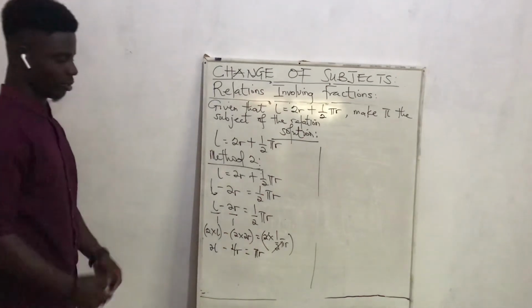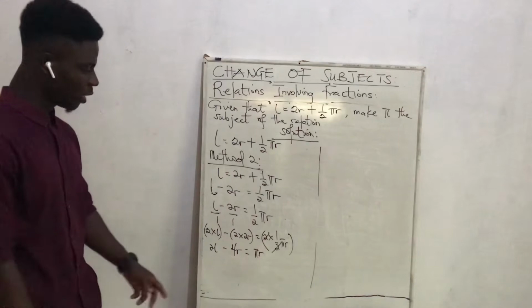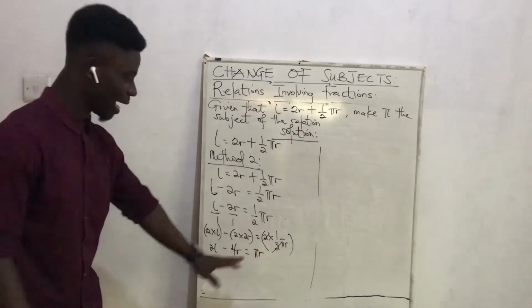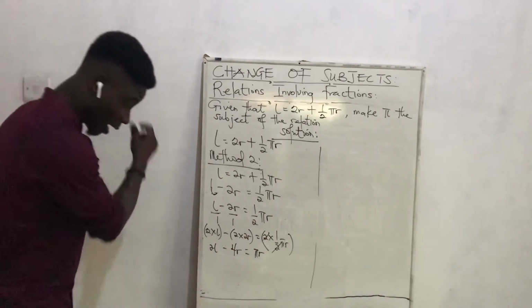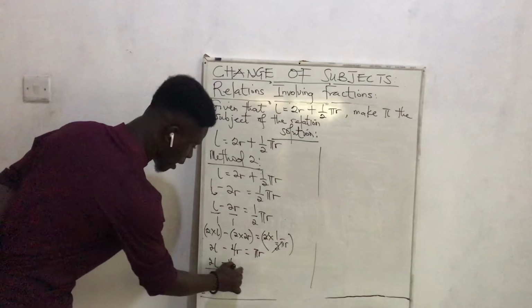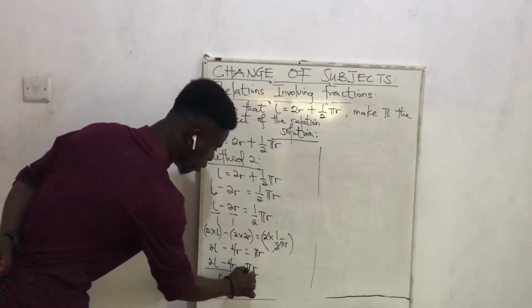pi R. Right? So now, we want pi. So what do we do? We divide both sides by R. So I have 2L minus 4R all on R equals pi R all on R.